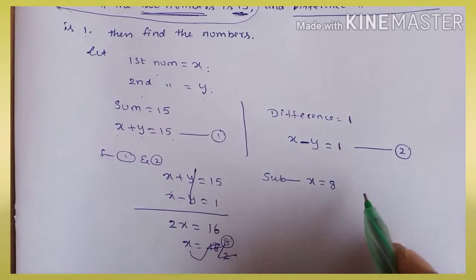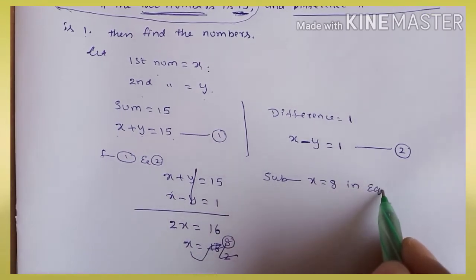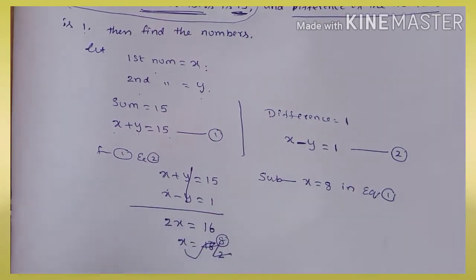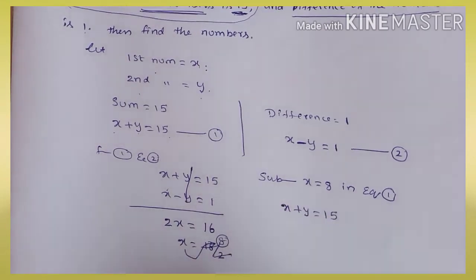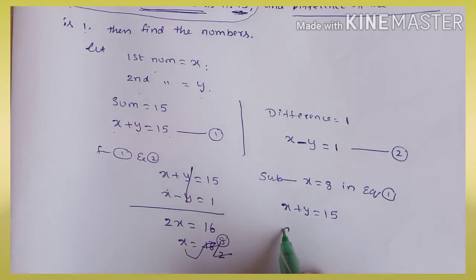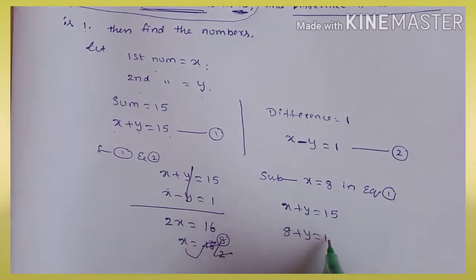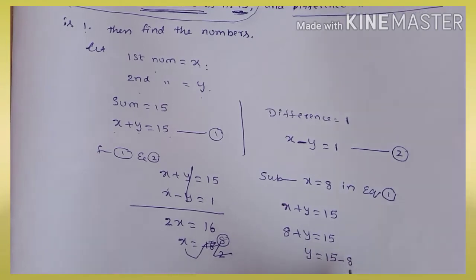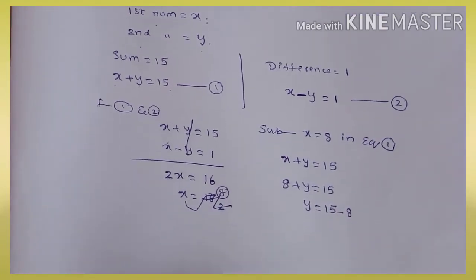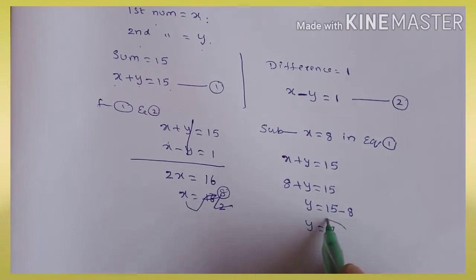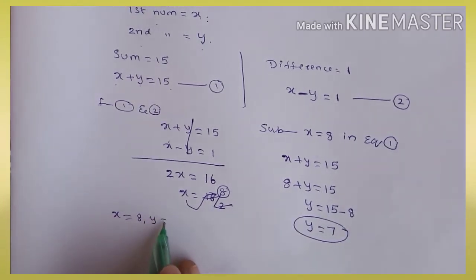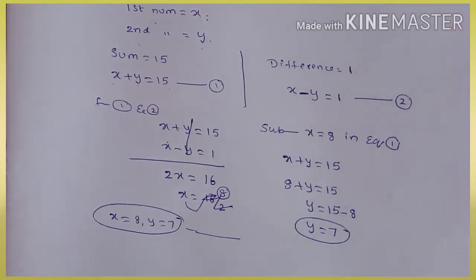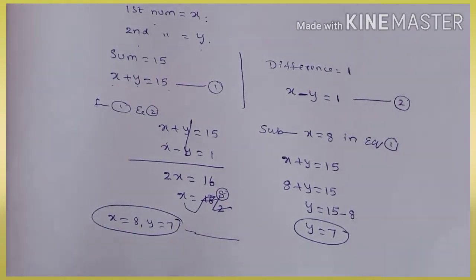What can we substitute? The x value is equal to 8, in any equation. I am choosing equation 1. What is that? x plus y is equal to 15. The x value is 8, so 8 plus y is equal to 15. y is equal to 15 minus 8, transposing. Then the value of y is equal to 7. So the numbers are x is equal to 8, or the numbers are 8 comma 7 or 7 comma 8.